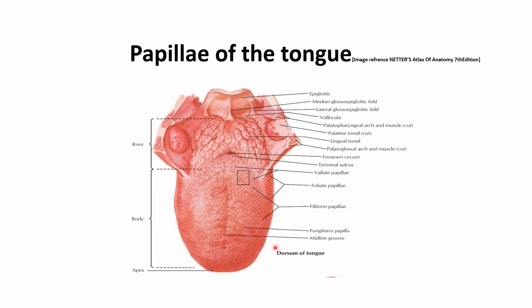Now this is the tongue. You see, this part is the pharyngeal part of the tongue. It is present in the oropharynx and it contains the lingual tonsils. These are the lingual tonsils, and this is the sulcus terminalis. In front of the sulcus terminalis, here are the vallate papillae, and here are the filiform papillae. Now, this is the median furrow, and this is the tip of the tongue.